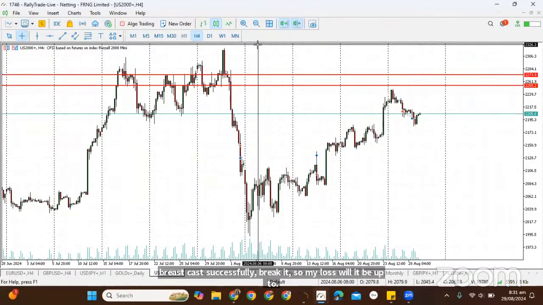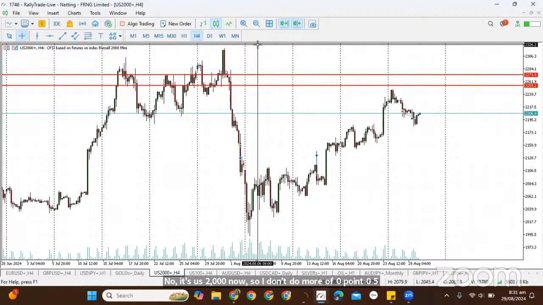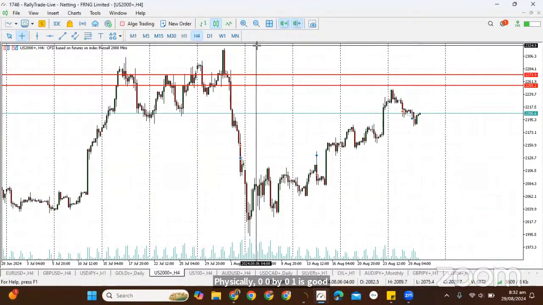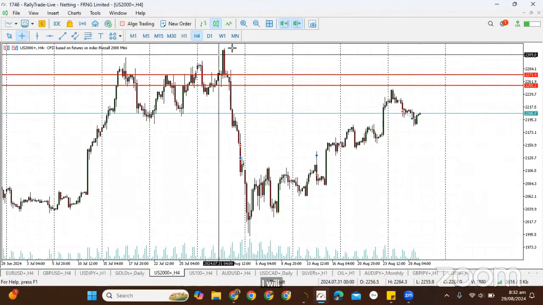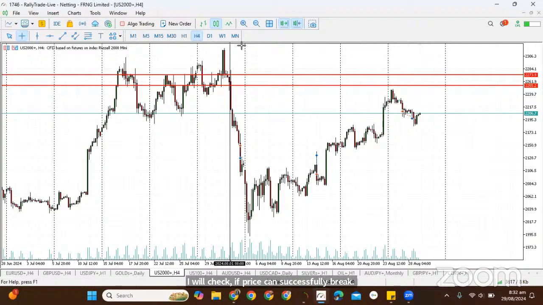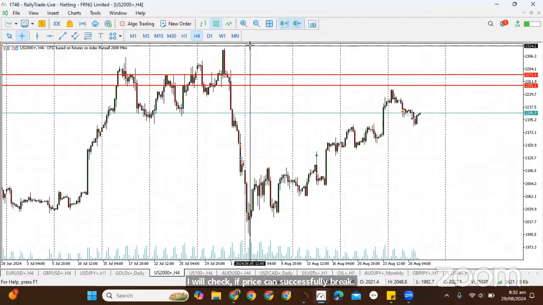No, it's US 2000 now. So I don't do more of 0.05, I do more of 0.01 on US 2000. Basically, 0.01 is good, and it gives me what I'm looking for. So now I will check if price can successfully break this high, which means already I'll be in loss, right? If it can successfully break this high, I will check it relative to the amount I am willing to lose for that trade.